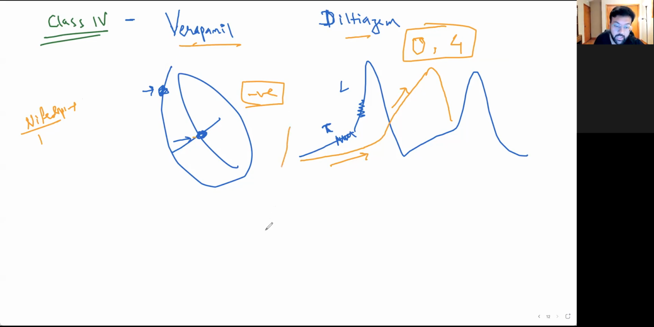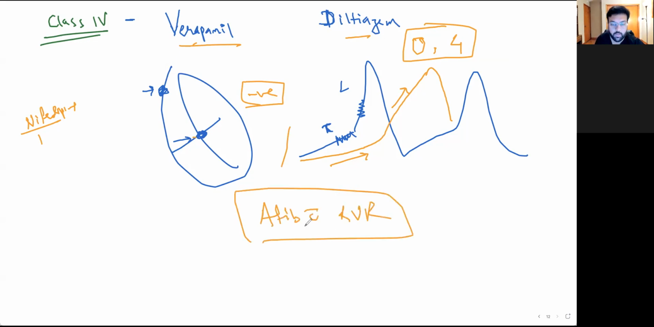Diltiazem we want to give if the patient has atrial fibrillation with rapid ventricular rate. This is the most common thing which you'll see in hospital. The patient is coming with atrial fibrillation with rapid ventricular rate. You start them on diltiazem drip or diltiazem Q4 Q6 hourly, 4 times daily. Okay, and then you later on titrate. So diltiazem is a good drug for AFib with RVR.